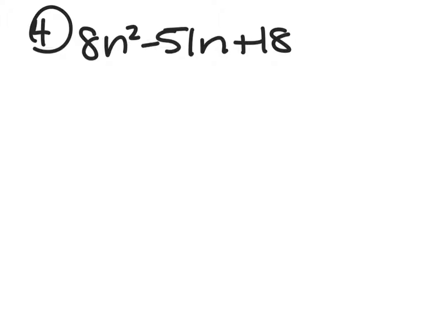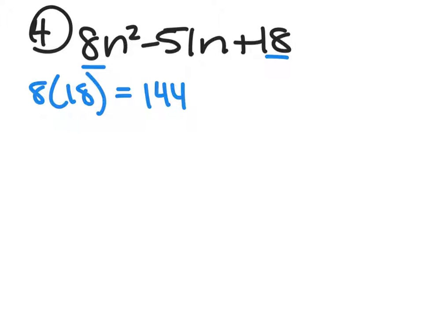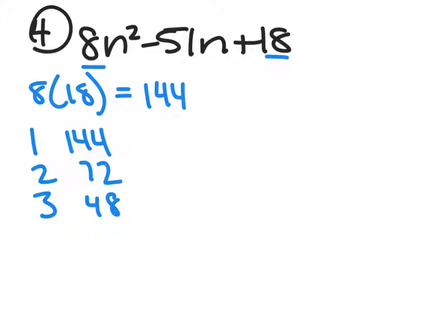So we've got 8n squared minus 51n plus 81. So again, we're going to take the value of 8 and 18 and find the product, which happens to be 144. I'm going to list out all of my factors of 144. So you have 1 and 144. You've got 2 and 72. 3 goes into it, 48. And sometimes these numbers are large, so you're going to have a long list. So let's keep going.